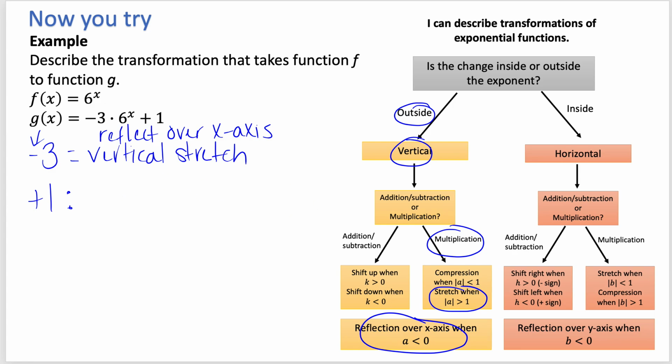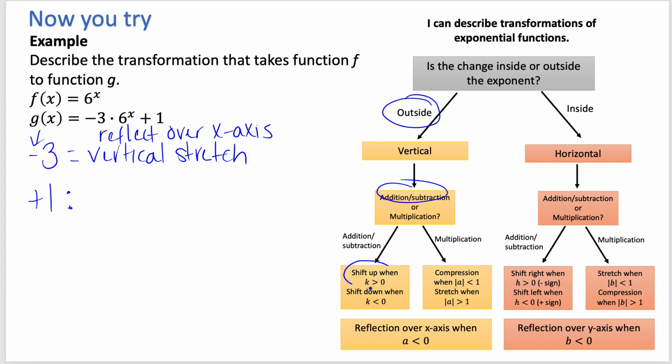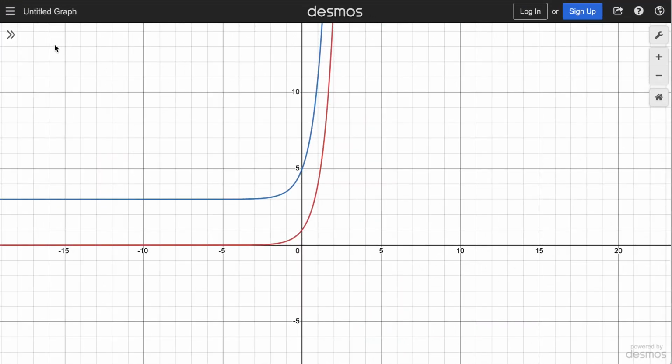Now we have this plus 1 at the end. What I'm going to do is restart my flowchart. It's on the outside. It's being added or subtracted, and it is bigger than 0. So we're going to say that plus 1 is going to be a shift up 1. Remember, you can always, as usual, use Desmos to verify.